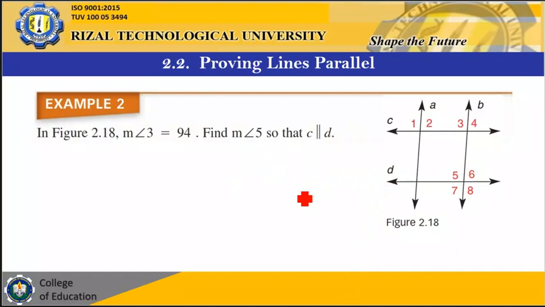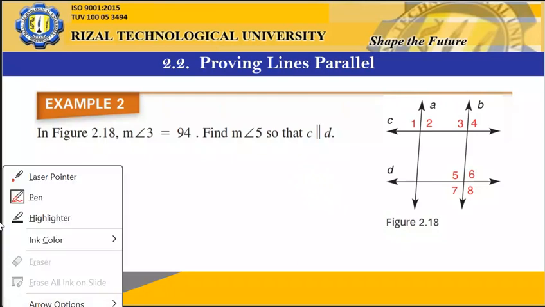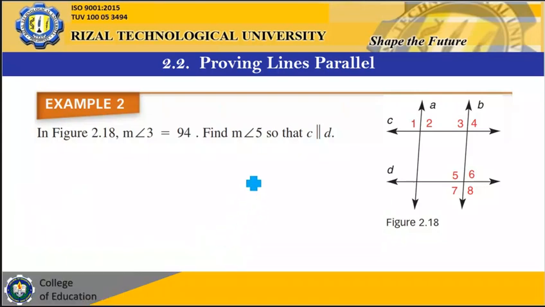Another example, using the same figure, the measure of angle 3 is 94. Find the measure of angle 5 so that line C is parallel to line D. We already know that the measure of angle 3 is 94. Okay? So, we can say that angle 3 and angle 5 are corresponding angles, correct?